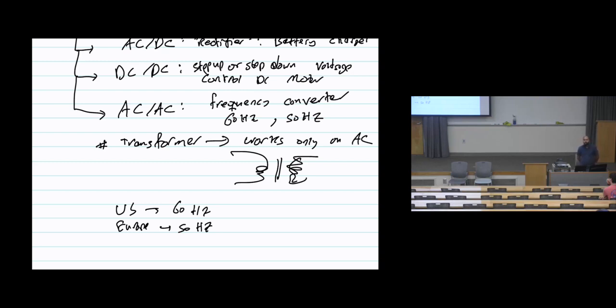Basically, you can use a frequency converter with the voltage as well. Then it will make it from 220 or 230, 240, whatever, to 120, and the frequency from 50 hertz to 60 hertz. So basically, we can use an AC to AC converter, which uses power electronics devices.